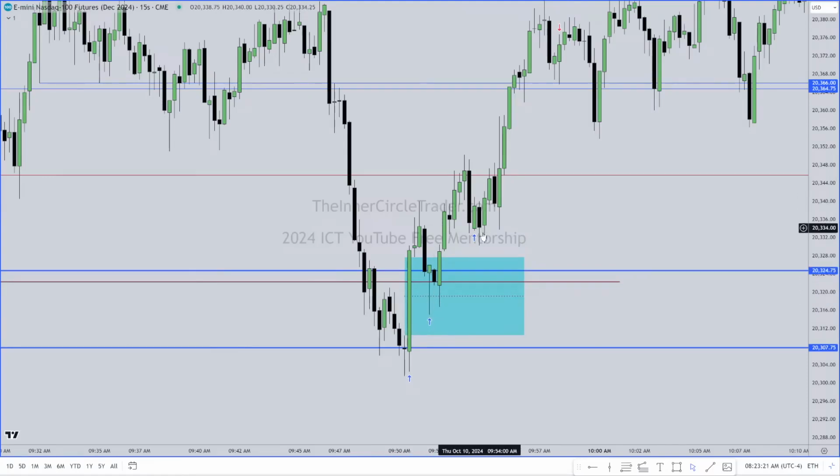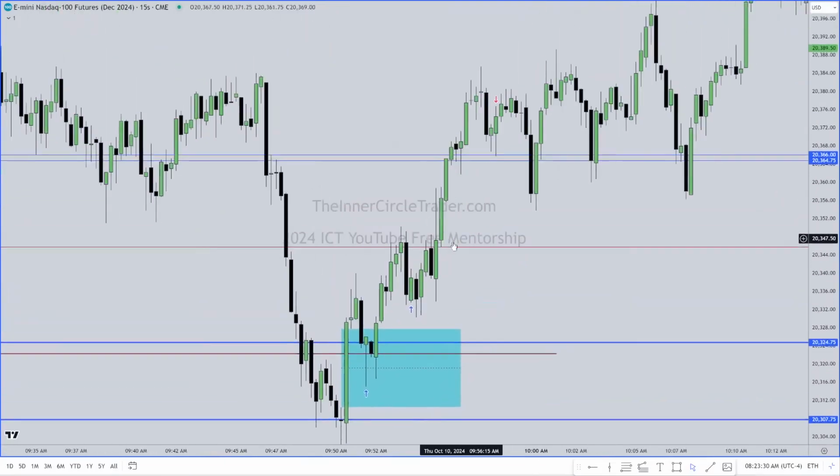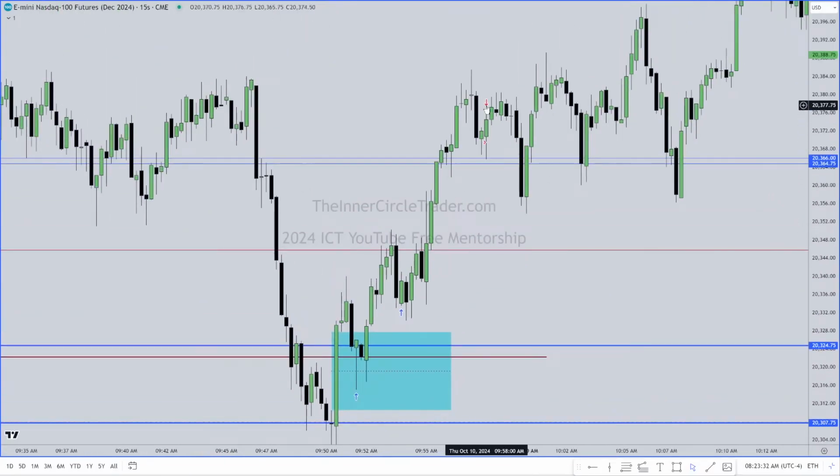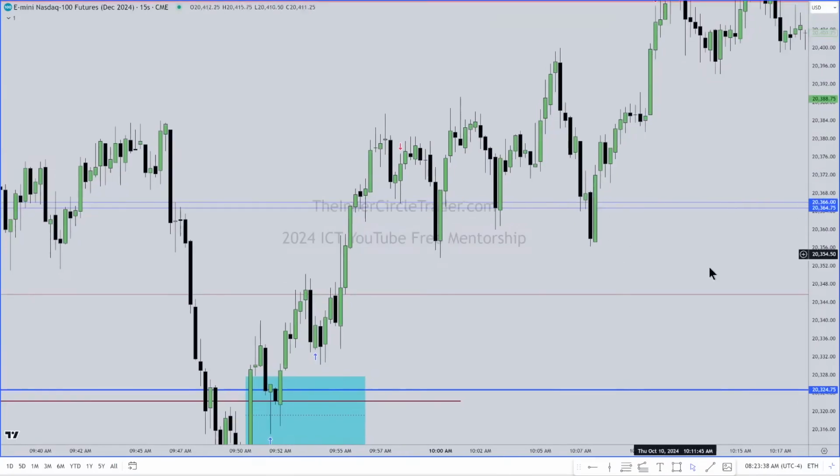So you can see my entry there inside of the breaker in its upper half, and then it rallies, and then I'm adding inside of this gap here, and then I'm looking for a partial here, and then it's trading down into the first presented fair value gap there.